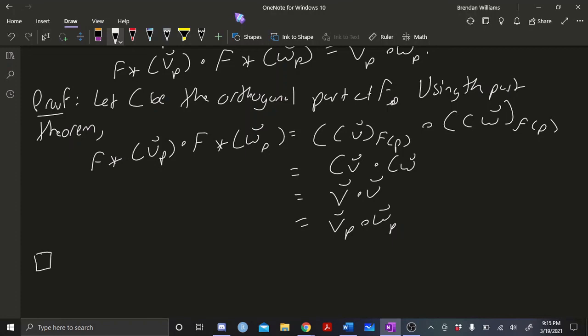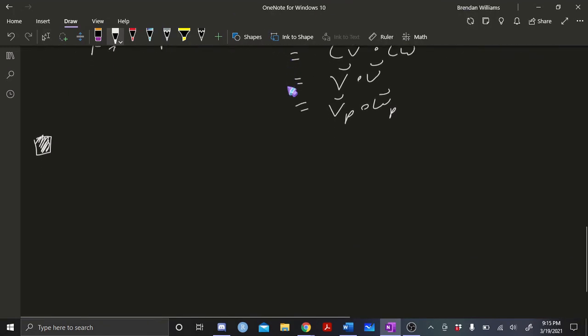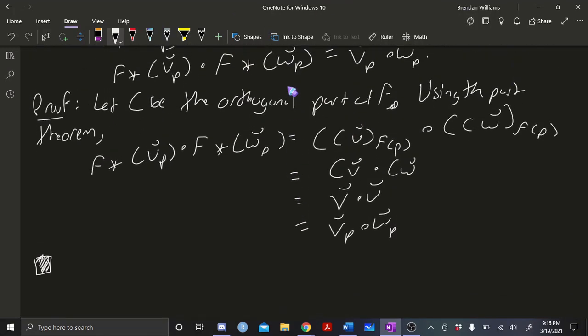Okay, so most of this proof just follows from the past theorem. So in conclusion, dot products are preserved, but that also means we get a bunch of other concepts for free. So we get, for example, norm and orthogonality for free, just because they're derived from dot products.